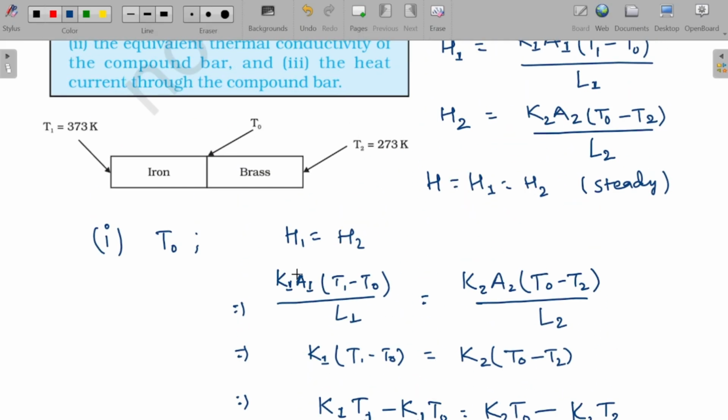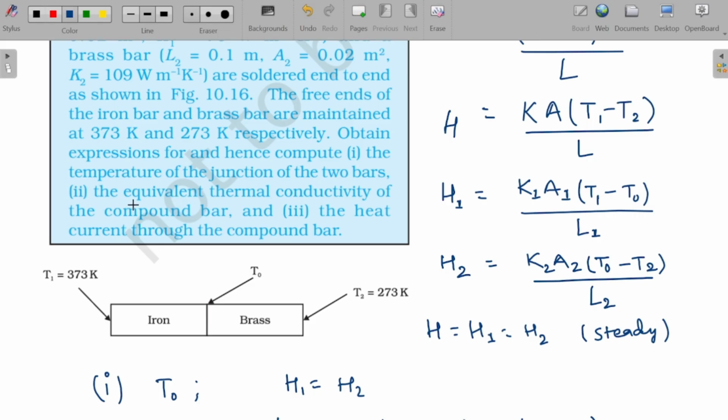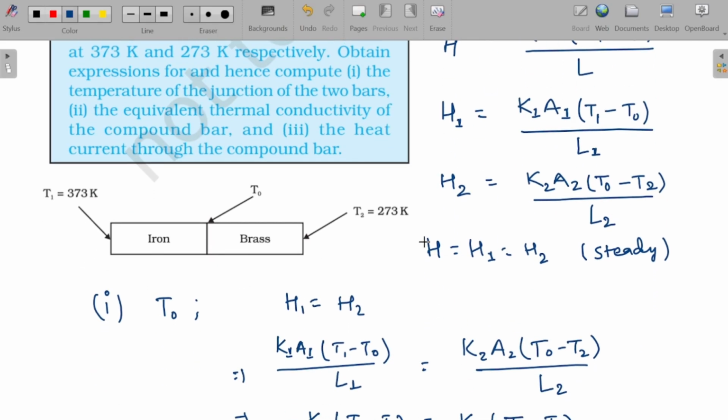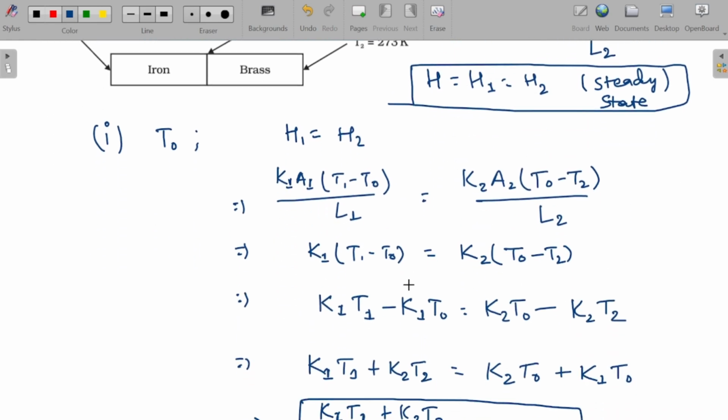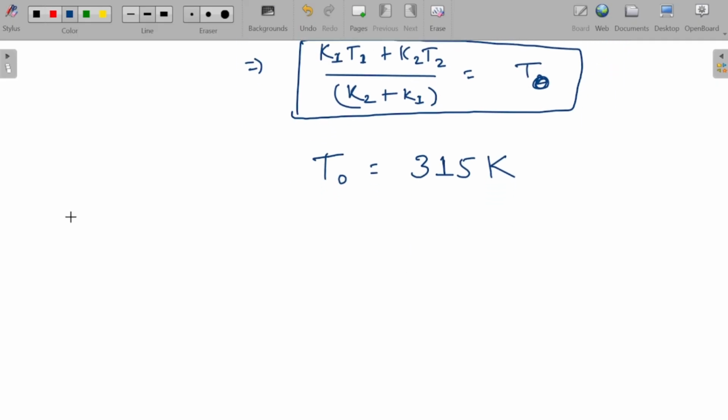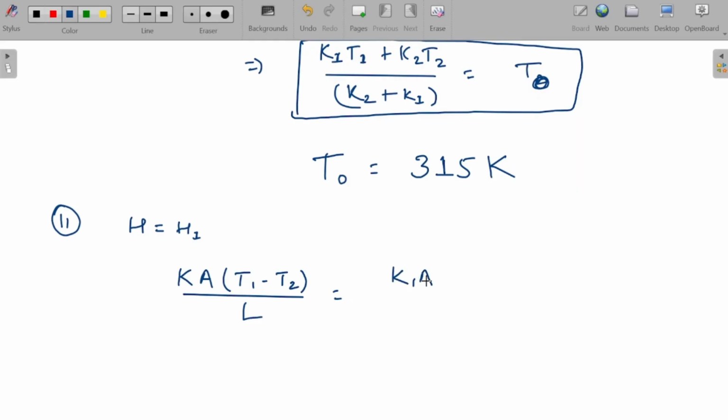Okay, now moving to the second part, the equivalent thermal conductivity of the compound bar. Again, we are going to use this fact. This is steady state. So let's take H equals H1, one part from there. So what we can write here for the second case, let's write H equals H1. H is nothing but K times A times T1 minus T2, as we have discussed earlier, divided by length of the system or the compound bar. And then here we have K1 A1 T1 minus T naught divided by L1.